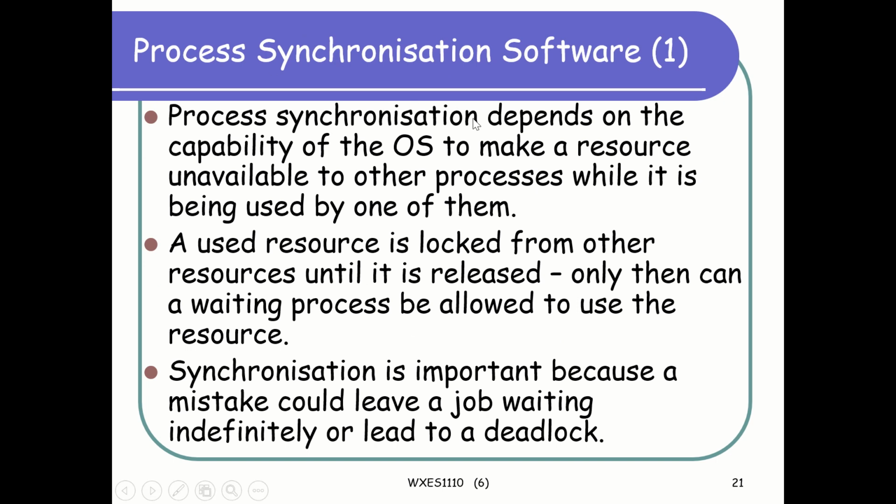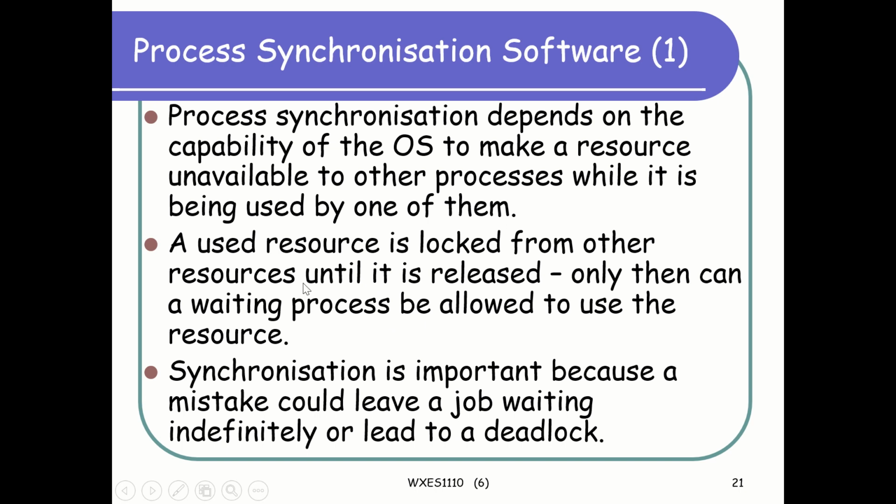Process synchronization depends on the capability of the OS to make a resource unavailable to other processes while it's being used by one of them. So this is like, you have to do this first. In order for you to paint the house, you must have a house first. You must build a house first. You cannot do a paint job first without a house. So that is the logic. A used resource is locked from other processes until it is released. Only then can a waiting process be allowed to use the resource.